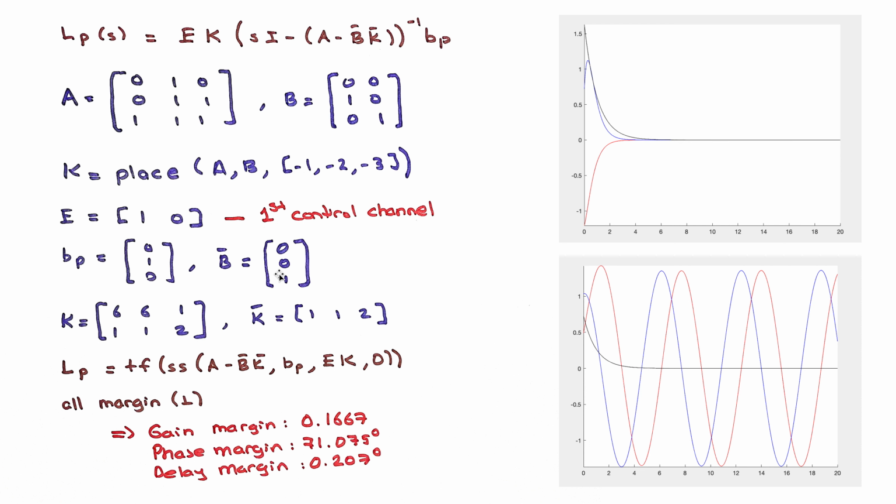Now, for example, if you multiply the gain of the first channel by 0.1667, you are going to see that the system loses, basically that channel loses its stability. It basically has a Lyapunov stable or marginally stable response. Similar to the previous simulation example, I am showing this only for the gain margin.